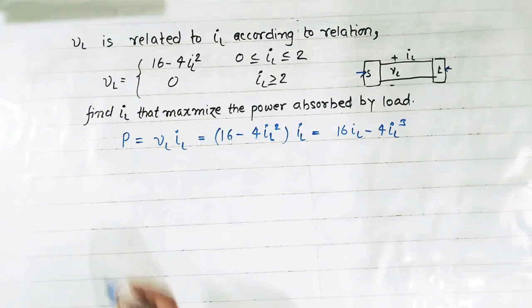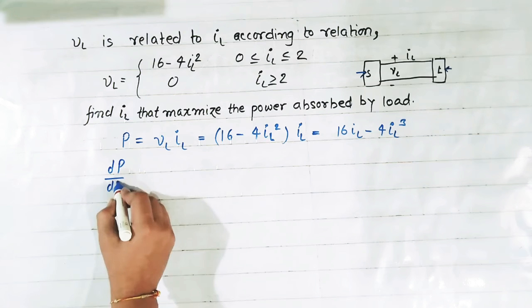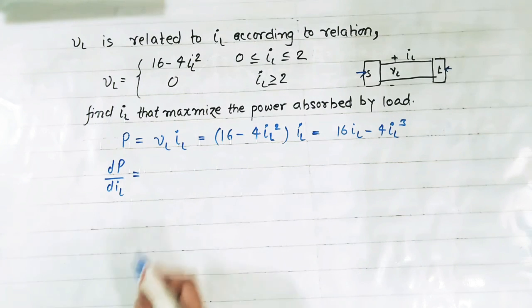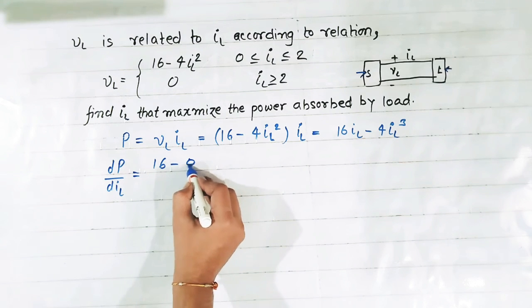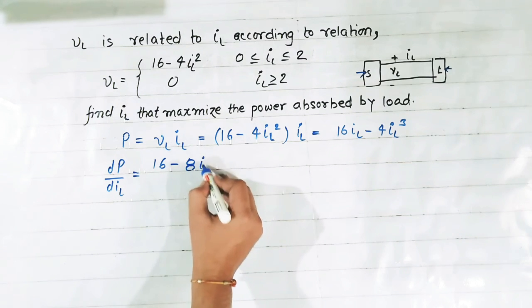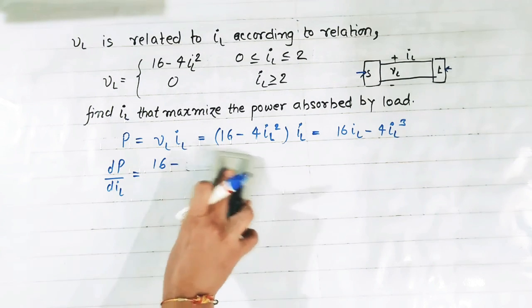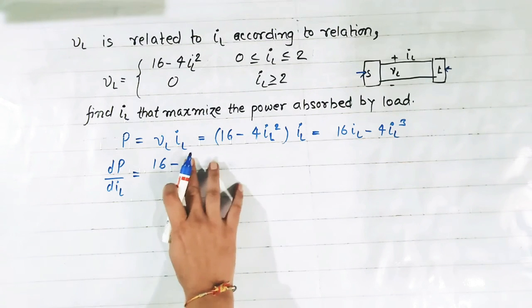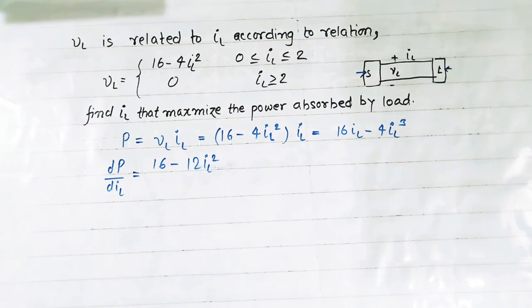This power is maximum, so we will simply use the concept of maxima and minima. So we find dP by dIL. What is it? It is equal to 16 minus, sorry, 16 minus 12 IL square, and we put it equal to 0.